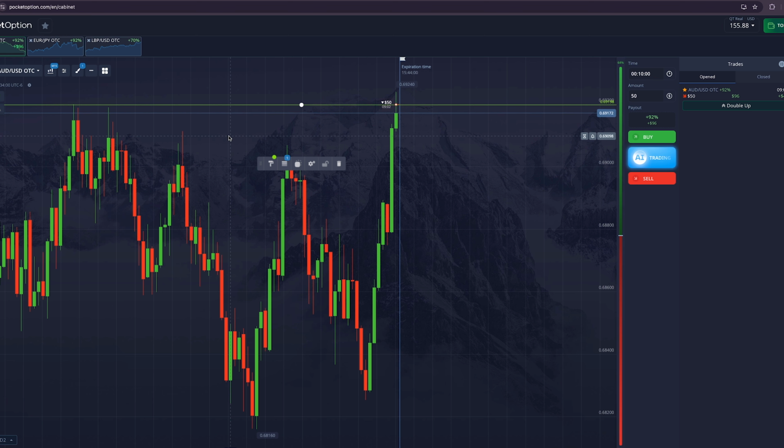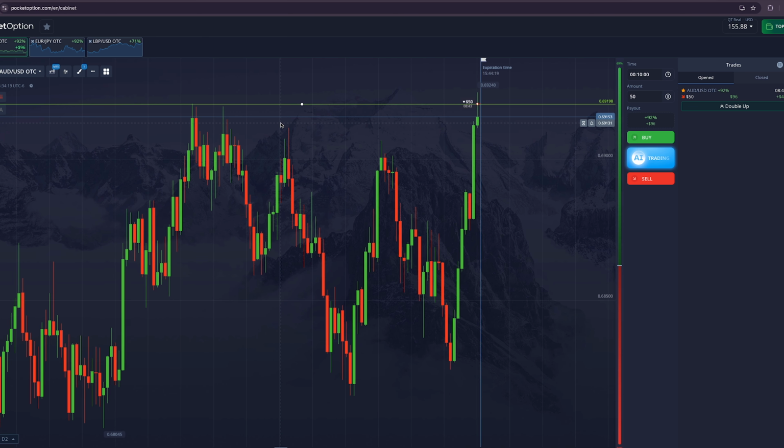We're doing this trade with $50. This level right here is what marks support and resistance in the OTC market. The price has respected this level twice already, so that's the one we're using to place our trade. That's our entry point.